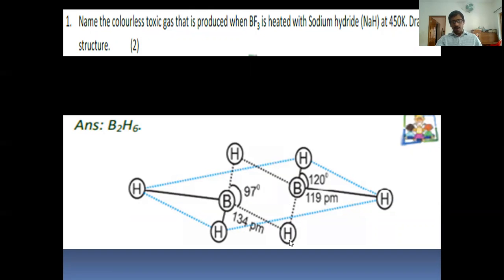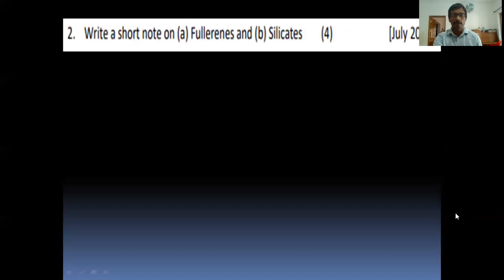B-H-B hydrogen bridge bond. And these two bonds are known as 3 center 2 electron bonds. Only 2 electrons are present here. But the terminal bond is a 2 center 2 electron bond. Okay, we can see the next one.